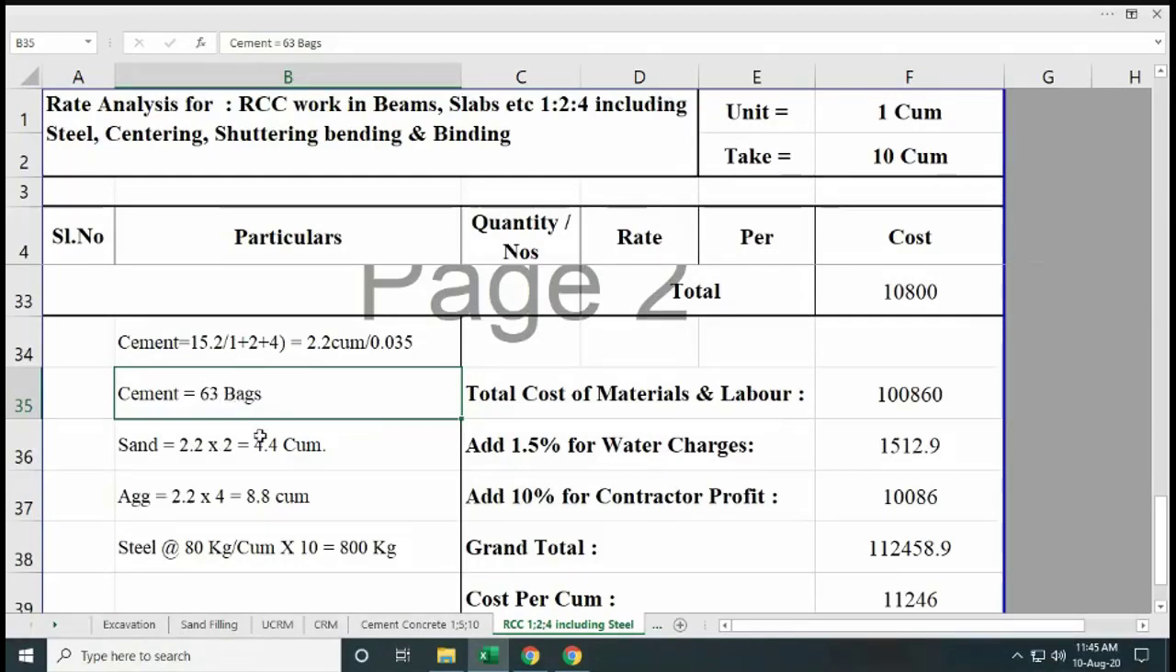So you take care. Sand, aggregates and all we are calculating in cubic meters. So cement, how many cubic meters is required? 2.2. So what is the proportion? 2. So 2 times of sand is required, 4 times, or you can say aggregates, are required. So don't multiply by the 63 number. We have to multiply it by 2.2 cubic meters. Why? Because 2.2 multiplied by 2, 4.4 cubic meters we will have. Similarly, 8.8 cubic meters we will have, right?